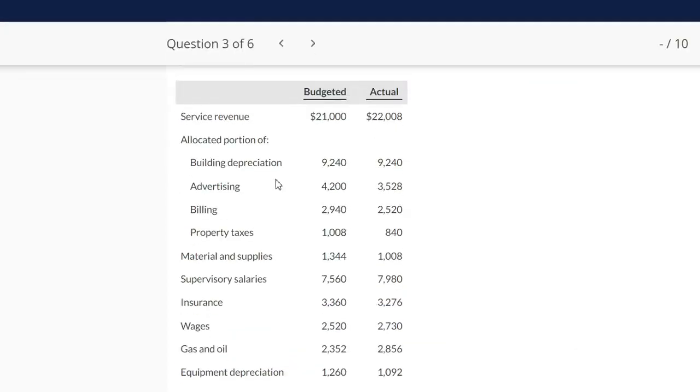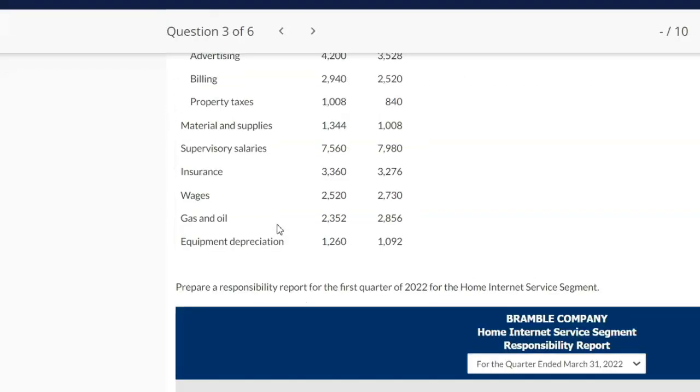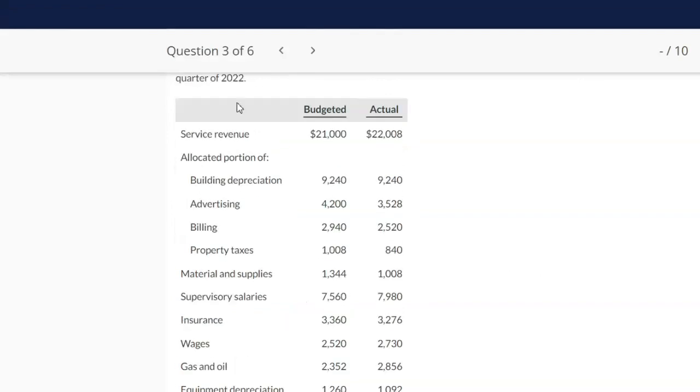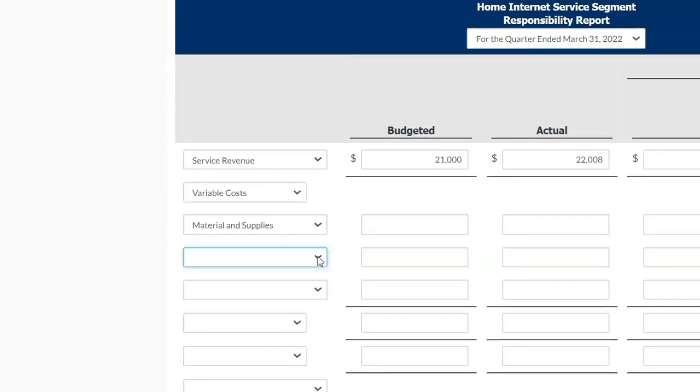Variable cost. Now, these are allocated. We'll have to go by this list, right? Not necessarily, not all. You want the variable. Material and supplies. Very good. Wages. What else is variable? Wages and gas and oil. Good. You want the variable costs. Those are the costs that the manager can control. Gas and oil, the last one.